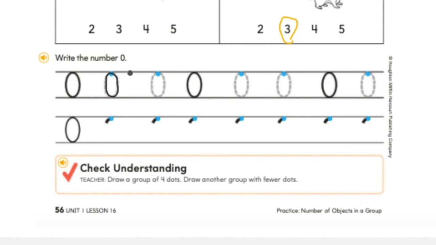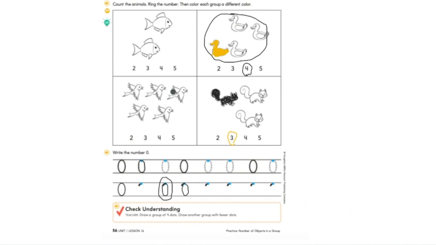I want you to circle your very favorite 0 that you drew. So whichever one is your favorite, I want you to circle it. I like that one a lot better. Don't forget to use that eraser if it gets a little wild.